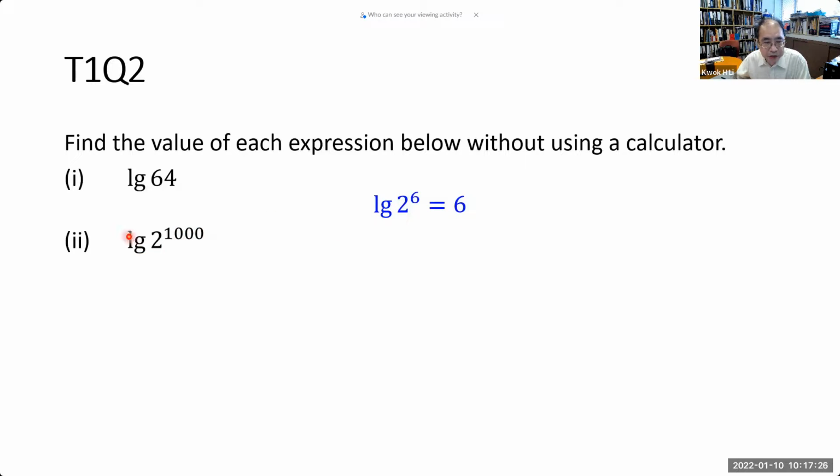Now apply it to part 2. This one is to get the exponent when the base is 2. So 2 to the power 1000, you get the exponent 1000. So the answer should be 1000. Very simple, right? Not a difficult part. Any question?